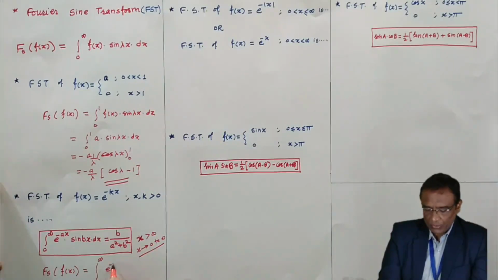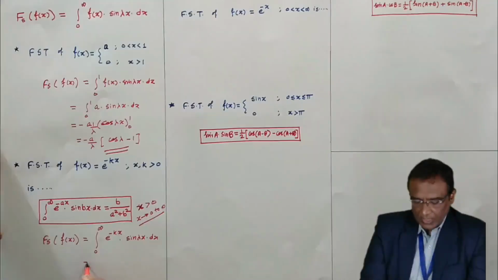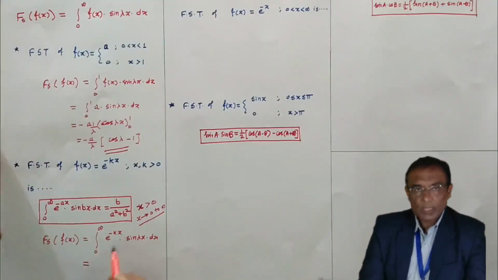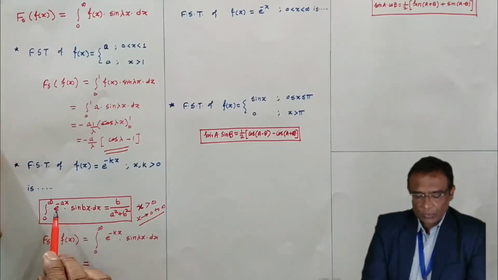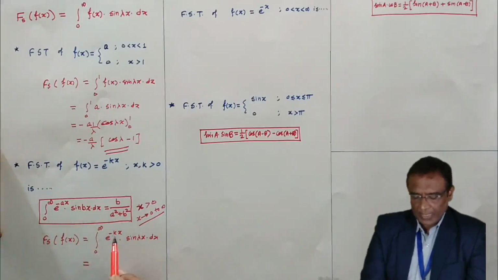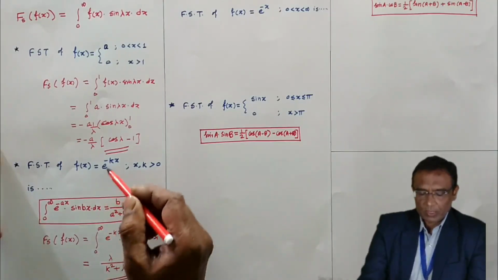f(x): what is f(x) given to you? Then sine of lambda x, so this integral will come. In order to evaluate this integral, I would recommend you to use this formula directly: the integral from 0 to infinity of e to the power minus ax sin bx is b by a square plus b square. Here our a is k and b is lambda. Therefore, the integration of this is lambda divided by a square plus b square.